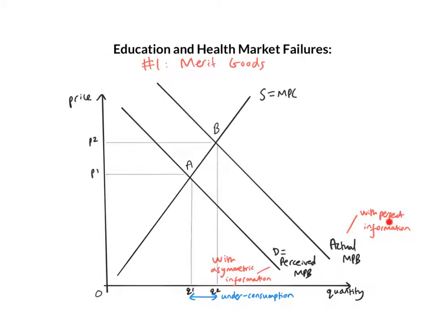If they had perfect information, then they would have a different demand curve here, and the intersection will be at B, the optimal point, with a higher level of consumption. So the gap between the two, OQ2 minus OQ1, is the underconsumption based on this asymmetric information. It might be, for example, that someone in a developing country doesn't realise the benefits of buying healthcare or education.